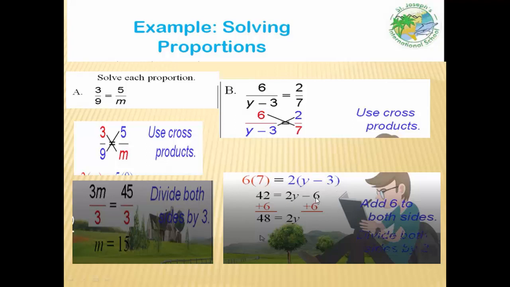If you want to solve this equation, we should remove the 6 on the right side by adding 6 to both sides: plus 6 and plus 6. 42 plus 6 equals 48, and negative 6 plus 6 equals 0. Then 48 equals 2y. Okay, then divide both sides by what? By 2, to remove the 2. Then y equals 24.